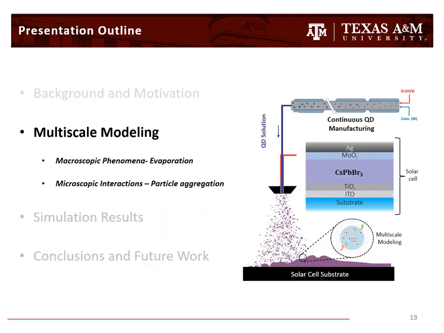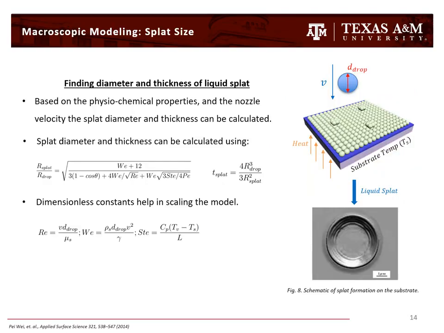And now I will show you the modeling methodology that we have used. So let's first look at the macroscopic scale. Imagine you have this substrate which is maintained at a temperature Ts, and you have this droplet, spray coated on it, of a certain diameter, and as this droplet impinges on the substrate surface, it's going to create a liquid splat.